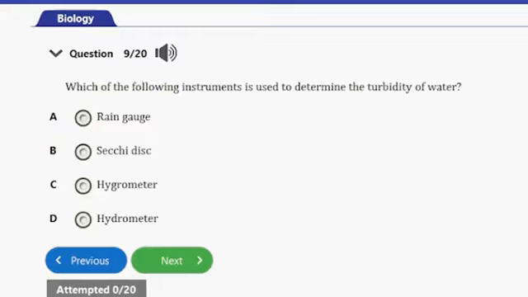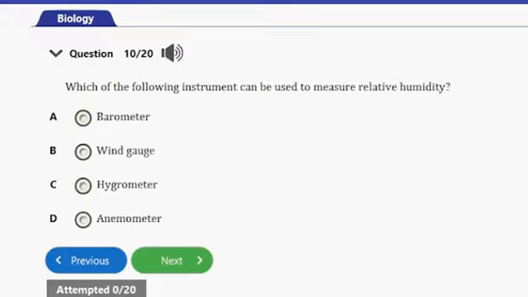Question number 9. It says, which of the following instruments is used to determine the turbidity of water? A, rain gauge, B, Secchi disk, C, hygrometer, D, hydrometer. So guys, like we've answered in the previous question, this instrument is the Secchi disk. The Secchi disk is used to determine the turbidity of water. So let's consider the next question.